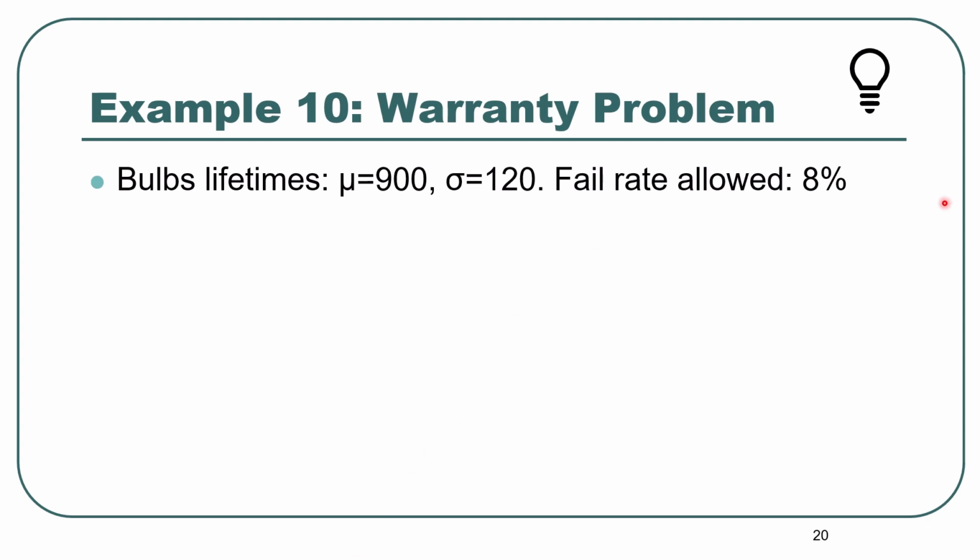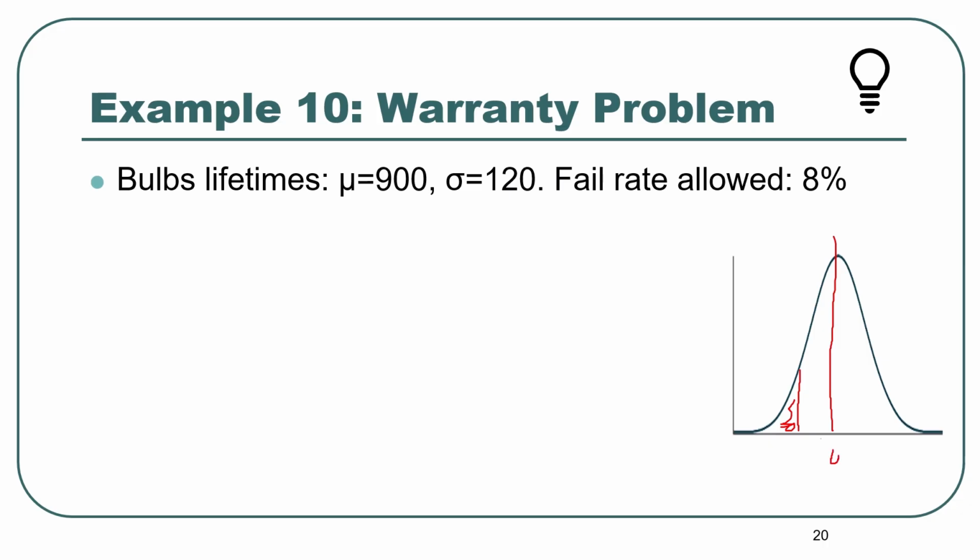Lifetime of light bulbs are normal with mean 900 hours and sigma 120 hours. A company wants no more than 8% of bulbs to fail under warranty, which means the bottom 8% of the distribution of its production of those bulbs. So no more than this one to fall under the warranty. So this is unknown, and we want to know what that Z naught is.